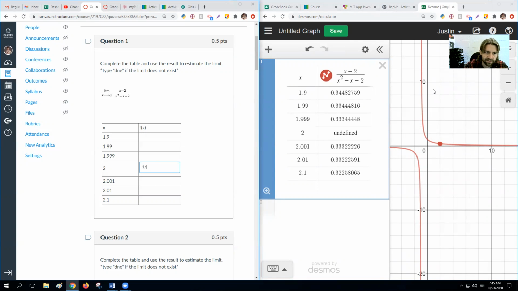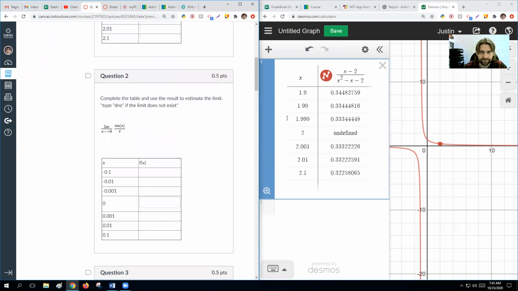So I'm going to type in 1/3. That's an easier fraction than trying to guess the decimal. So 1/3, because we get like 0.3 repeating. In fact, we can go through and pick an even closer point.